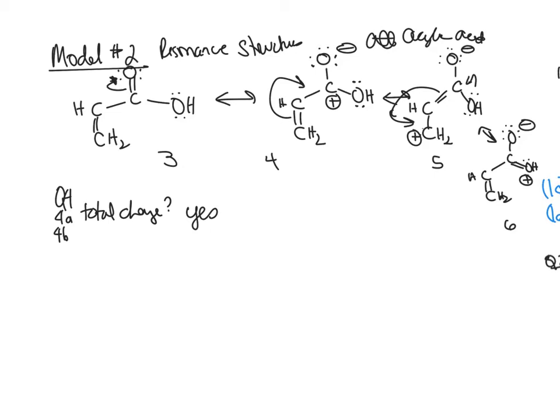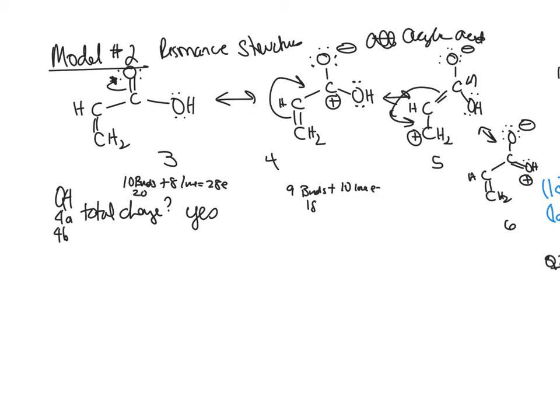Okay, so let's count them. So remember, we have to count the sigma bonds too. 1, 2, 3, 4, 5, 6, 7, 8, 9, 10 bonds, plus 1, 2, 3, 4, 5, 6, 7, 8 lone pairs. So that's 20 electrons, that's 28 electrons. What about number 4? 1, 2, 3, 4, 5, 6, 7, 8, 9 bonds, plus 1, 2, 3, 4, 5, 6, 7, 8, 9, 10 lone pair electrons. So that's 18 plus 10 is 28.